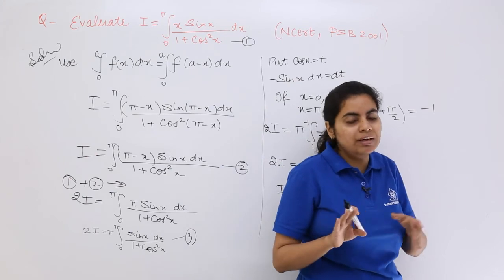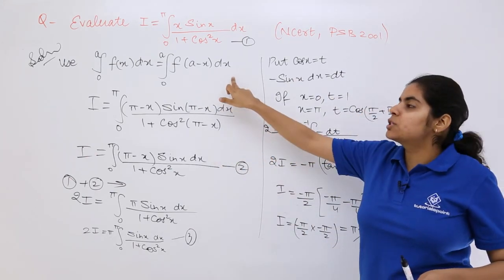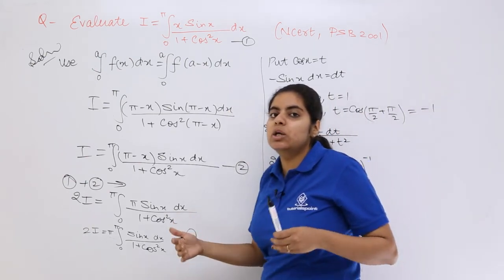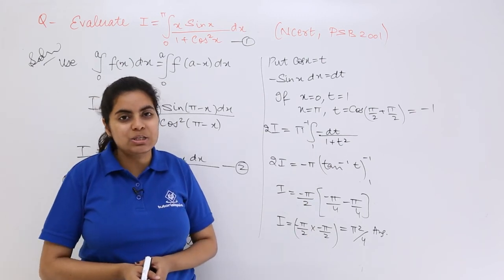So how did we solve it? Let me summarize it. We were using the properties of definite integral. This property I used. I named subsequently what equations have been used as equation number 1, 2, 3. Put certain values, and got the answer as pi square upon 4.